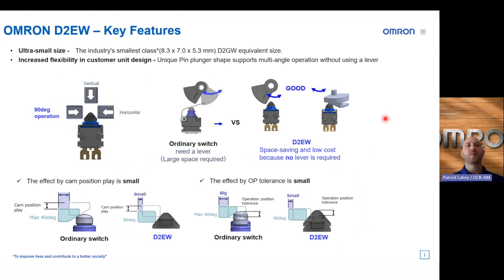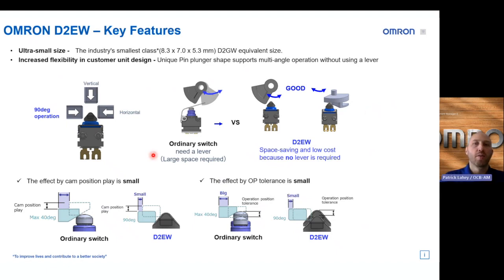Two of the key features of our D2EW are its ultra small size. When you look at the class sizes of the sealed snap action switches in the industry, the D2EW falls under the smallest class size within the sealed snap action variety. And again, that is very key with power tools, as the space within those handles and grips is very much at a premium. One of the best key features the D2EW has is that we created this unique pin plunger shape that allows for multi-angle operation and also allows for operation without a lever.